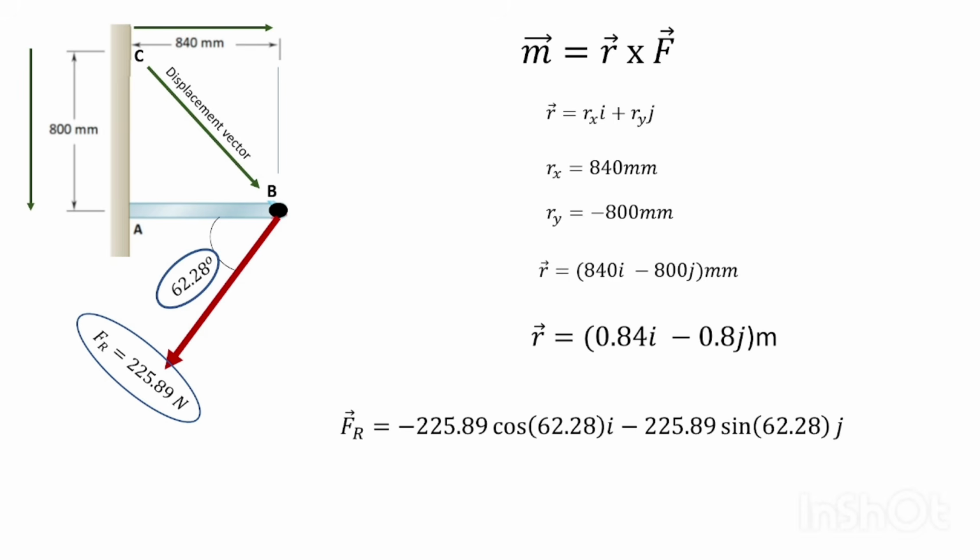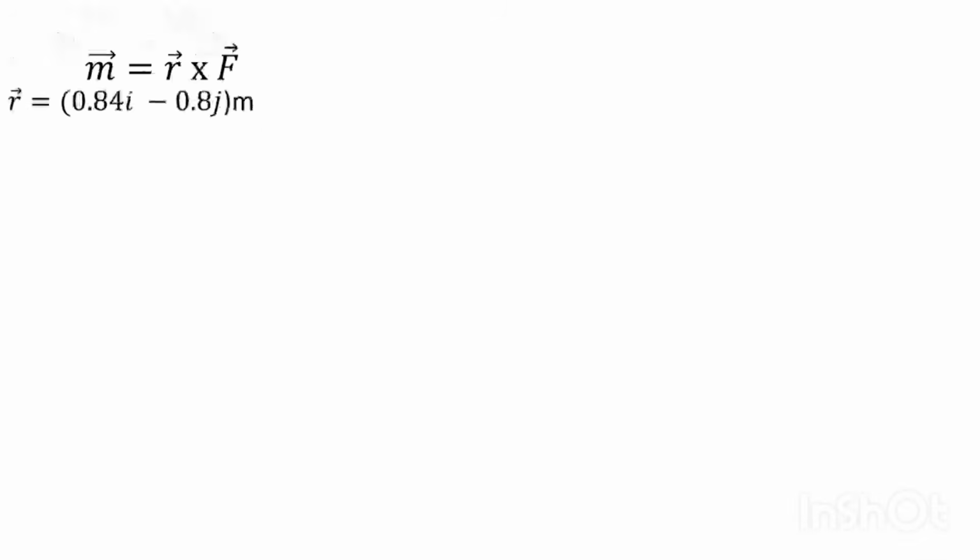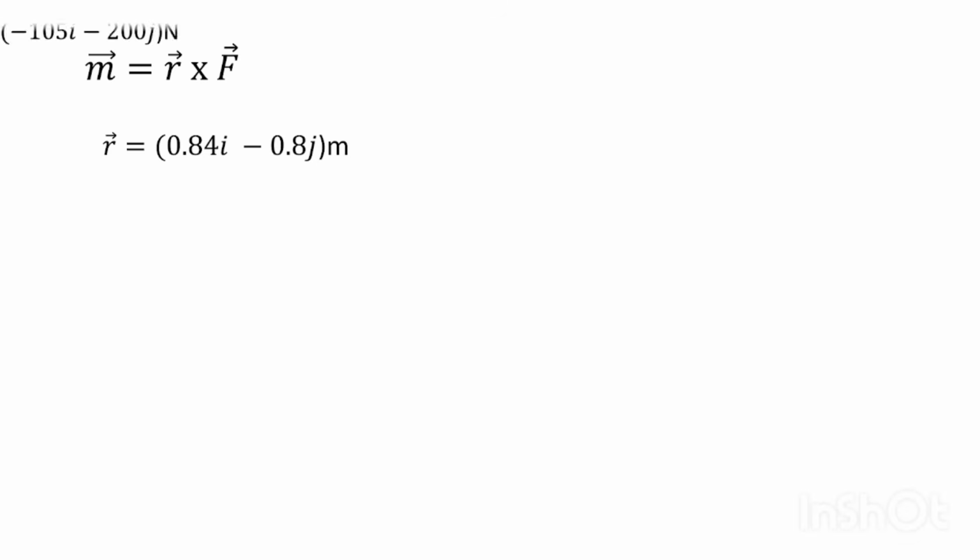As you can observe, if you resolve the resultant to the vertical axis, that force will be pointing downwards. If we resolve it to the horizontal axis, the force will be pointing leftwards. So basically, that is why we have negative values for our x and y components, and our resultant force is minus 105i minus 200j.